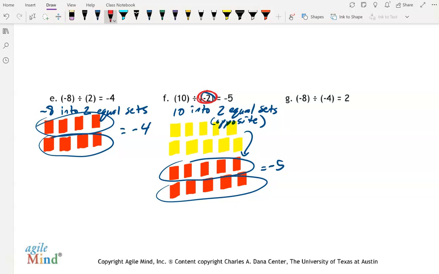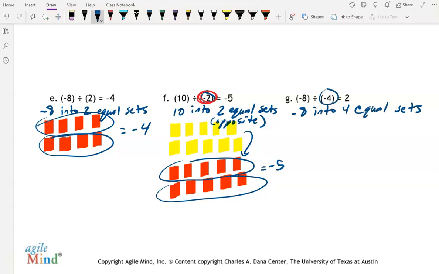All right, one more here. This next one says negative 8 divided by negative 4. So what does that mean? That's negative 8, and we're going to divide that into 4 equal groups or equal sets.